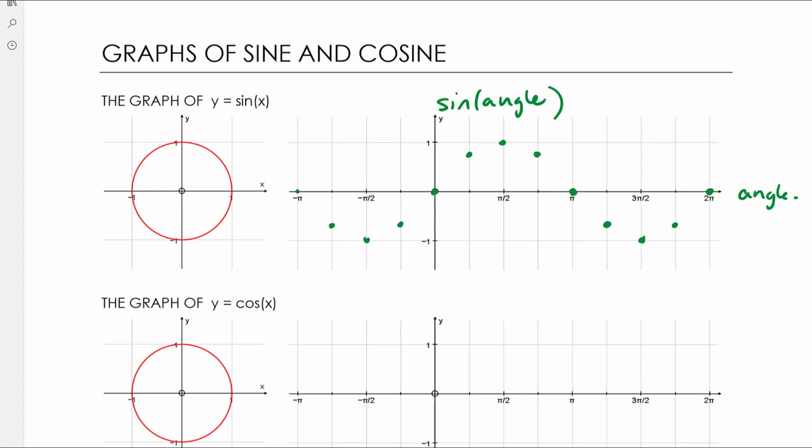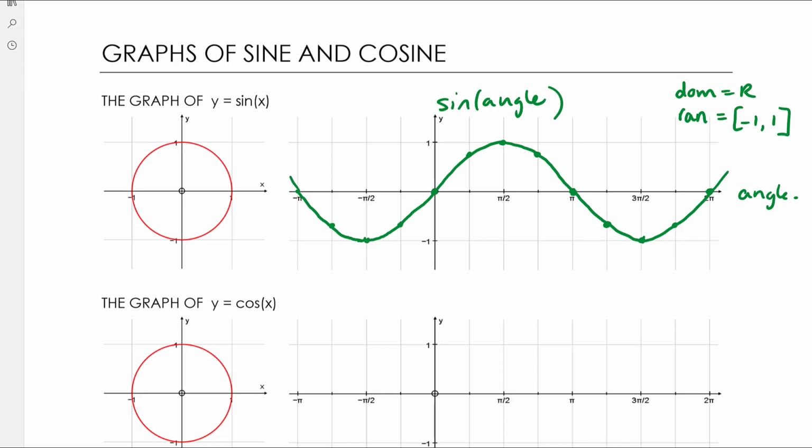Okay, and we can join up those points to plot out the basic shape of y equals sine of x. Now obviously the domain of this function is R. It can go on and on forever. We can continue, and the same thing will repeat. The range here is going from -1 up to +1.